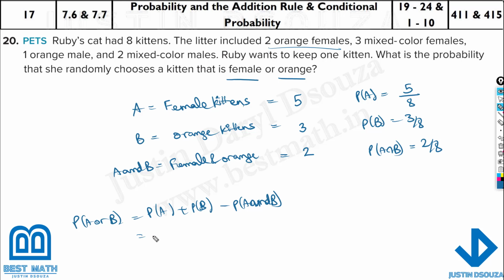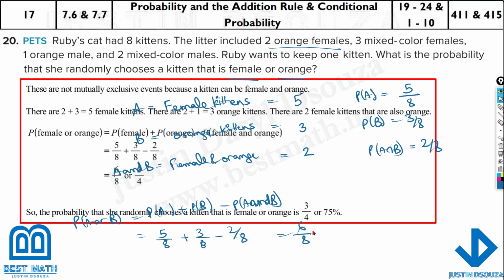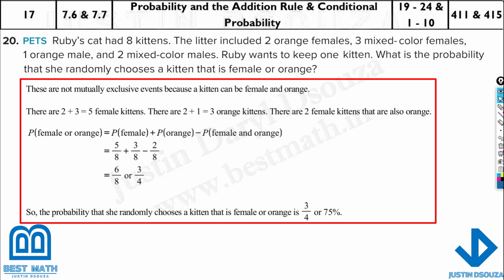So all we do is we write them out, 5 by 8 plus 3 by 8 minus 2 by 8. Just put in the calculator, you'll get the answer. It'll be 6 by 8. So that's the answer. You can find the percentage as well. Just multiply this by 100. So 6 by 8 is 3/4. 3/4 is 75%. That's how we solve these.